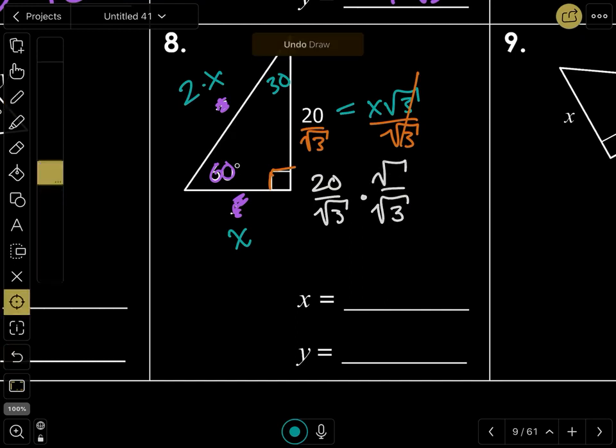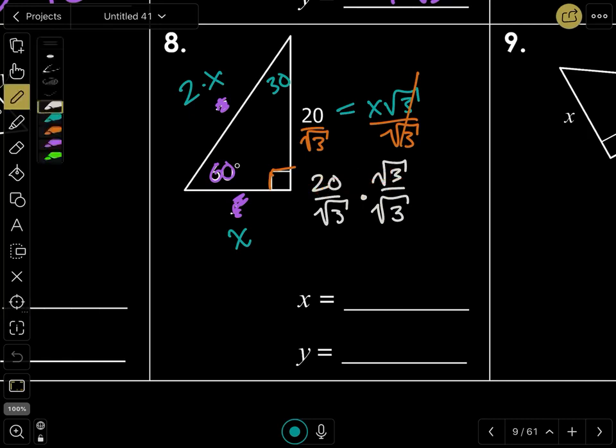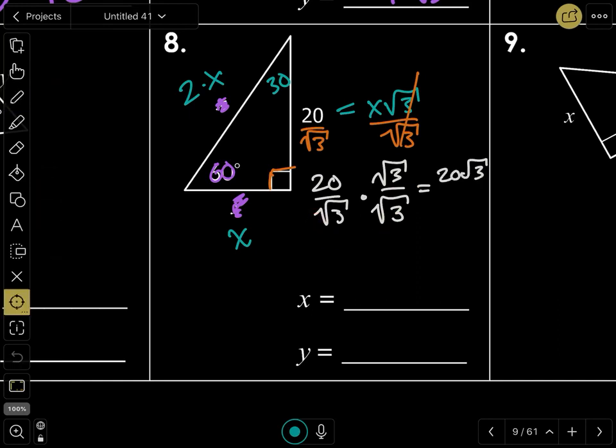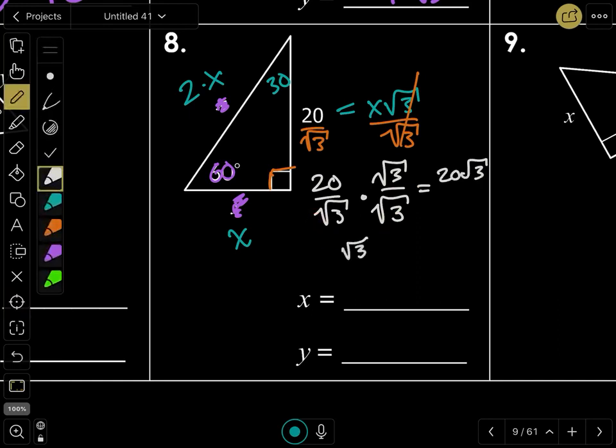A number over itself is just the number 1, right? And so this number is just the number 1. And then we can multiply across. 20 times square root of 3 is 20 square root of 3. Square root of 3 times the square root of 3, you can think of this as square root of 3 squared. Well, those two things cancel out, and you're left with just 3.